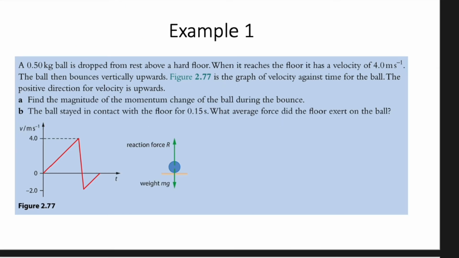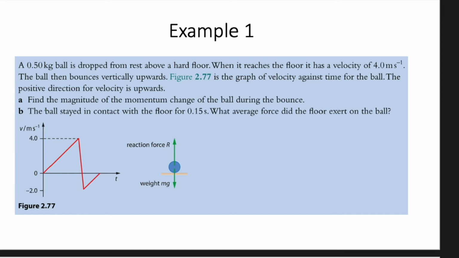Example 1: a 0.5 kilogram ball is dropped from rest above a hard floor. When it reaches the floor, it has a velocity of 4.0 meters per second. The ball then bounces vertically upward. The figure is a graph of velocity against time for the ball. The positive direction for velocity is upward. Find the magnitude of change in momentum during the bounce. So you need to understand the graph first before you do this kind of problem.